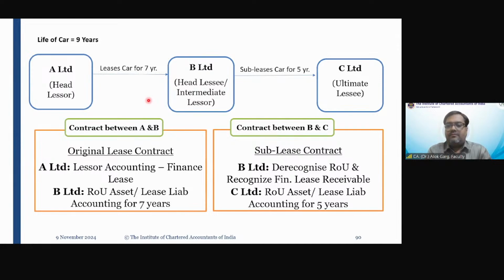Only of lessor. So in this case the life of the car is 9 years and he has given it on lease for 7 years. So will it be finance lease or operating lease? Finance lease. It will be finance lease. Lessor, A Limited, will do finance lease accounting.